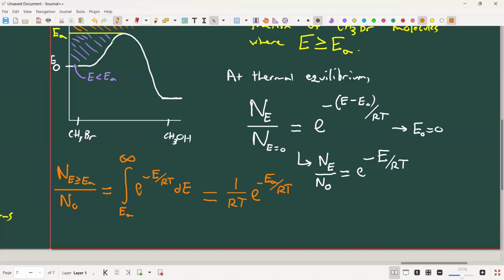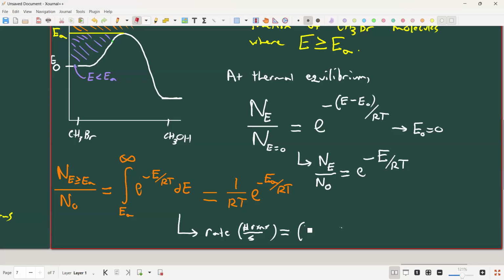So we can calculate then, we want to now calculate the rate at which this happens. Okay, so what we can do now is calculate the rate, which is the number of reactions per second. That's going to be equal to the probability, or rather, I should say the proportion, the number with enough energy, times the number of chances to react per second.